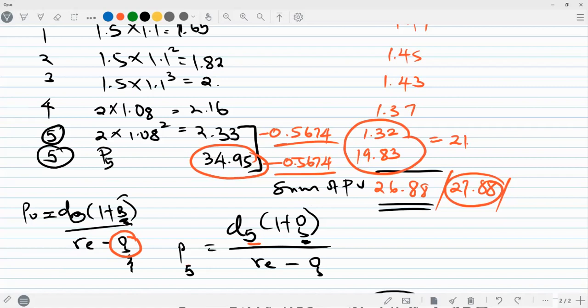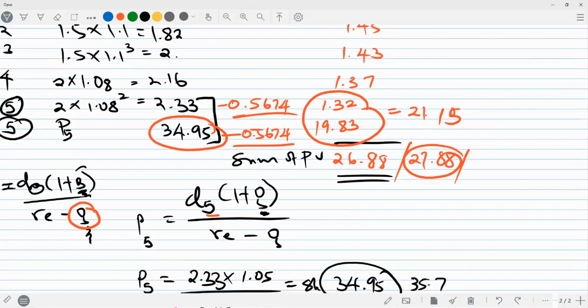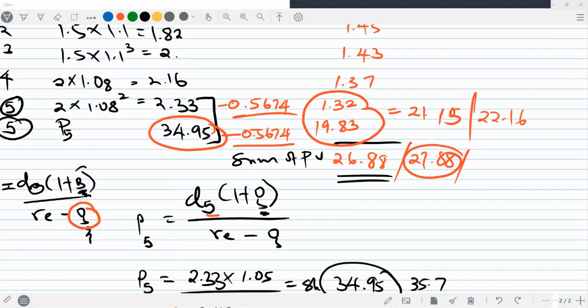Okay. So let's just sum them together. This is 21.15. Okay. So the person who discounted them as two cash flows, what do you get as the present value? The one who combined them. I can't remember what it is. 22.16. 22.16. Yeah, I think that's where the difference is coming in.